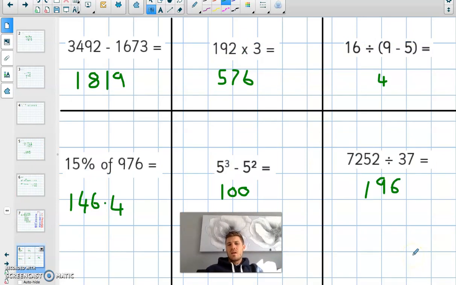Okay, guys. Here are the answers. Pause on this screen, like I always say, just to double check whether you got the correct answer or not.